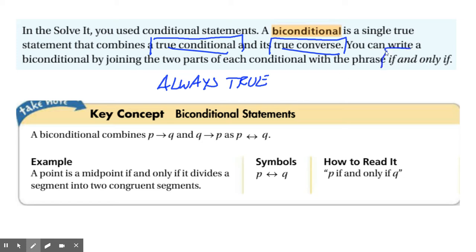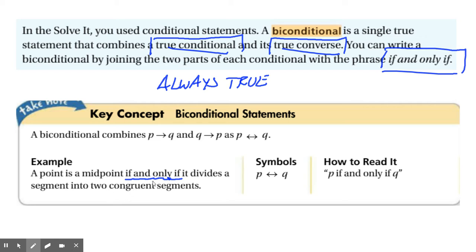And again, the key words for biconditional are if and only if. So we get rid of the if and then idea, and we put the if and only if in between our hypothesis and conclusion. Okay. So again, here's your example. A point is a midpoint if and only if it divides a segment into two congruent segments. So that's the definition of a midpoint written as a biconditional.